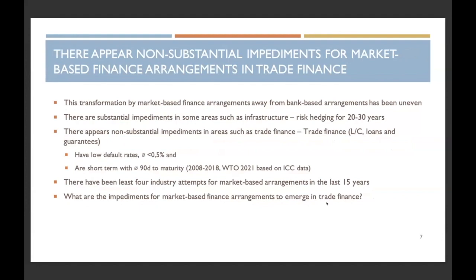I'm now going to come to my third point, which is to make the case for why trade finance is an interesting part of the financial model to look at. I made the example of real estate, where this has already happened and market-based finance arrangements are dominant, but this has not happened equally in all parts, in all funding channels within the system. And it makes sense in some areas not to have come up as a dominant factor, for example infrastructure financing.